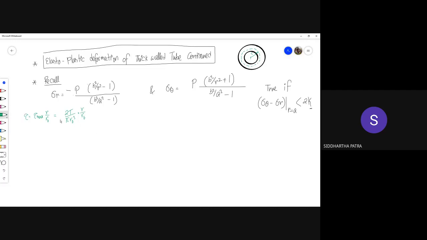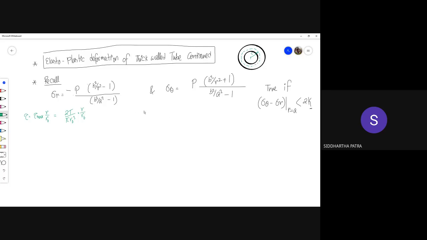Now, of course, as compared to torsion and elastoplastic bending, plastic deformation in a thick cylinder is contrary to the other two cases. It starts from inside and then goes towards outside. Okay, so we have a plastic core and an elastic shell.